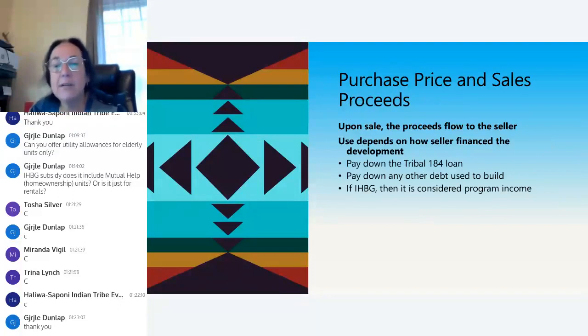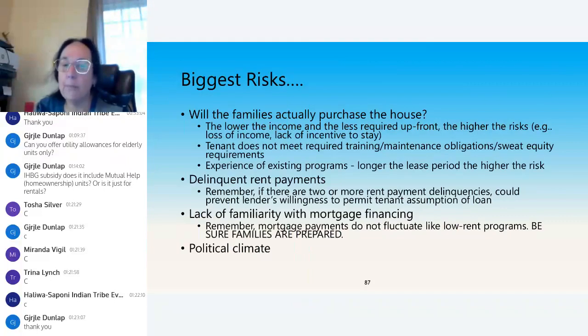And upon sale, the proceeds flow to the seller. Use is dependent upon the house, how the seller financed that development. You could pay down a tribal 184 loan or pay down any other debt used to build it. And if it's IHBG, then it's got to be considered program income.